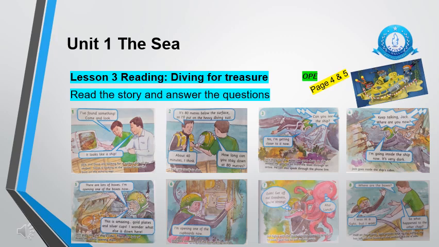Okay, so I hope everyone is with me. Open your OPE page number 4. Jack and Dave are two friends and they are looking for a sunken ship on the seabed. Dave is looking at the seabed below the boat on the echo screen. Jack gets ready to dive.